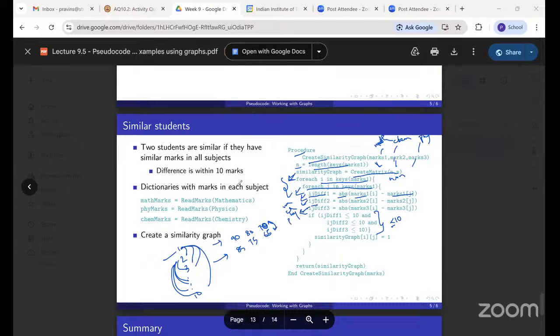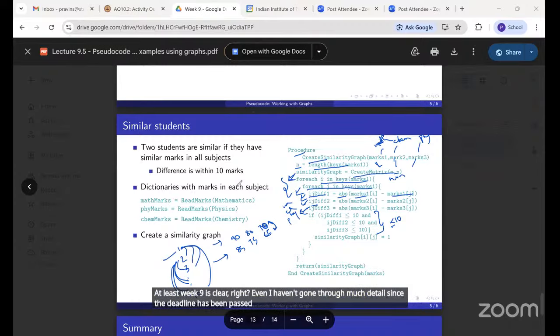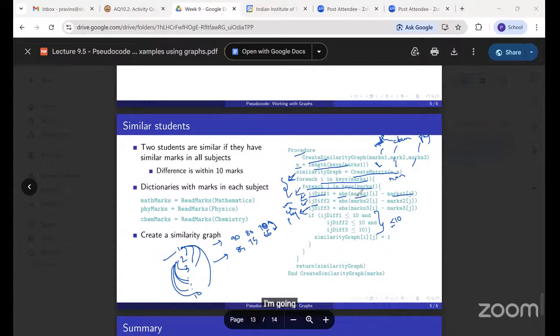At least week 9 is clear, right? I haven't gone through it in much detail since the deadline has passed, and I'm assuming everyone has solved it. Yeah, I'm going through it briefly. Okay, sir. Good.